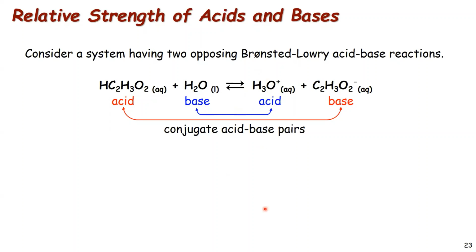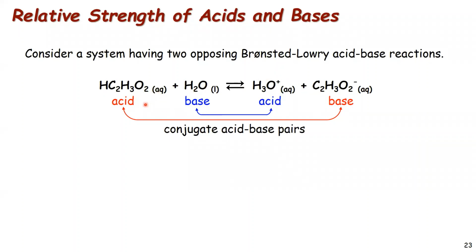So to understand which side is going to be favored, so is the reactants going to be favored or are the products going to be favored? Does anybody have an idea of which one is going to be favored? Well, the stronger acid's going to want to do its thing, so it's going to push that equilibrium this way.